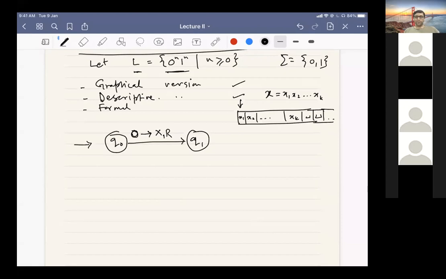Now, someone can argue, what if it reads one rather than zero? We would not show that transition, because every transition which is not shown here leads to an error state or to a reject state. Okay. Once we are in Q1, what do we need to do?